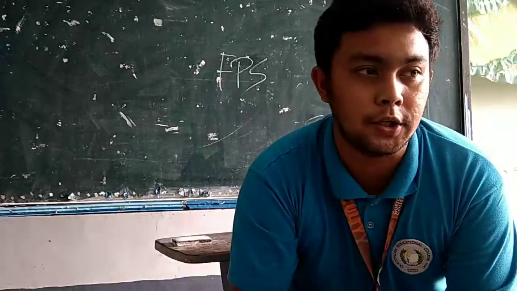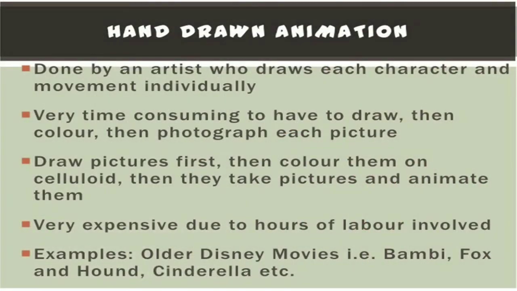Okay, hand-drawn animation. It is done by artists who draw each character and movement individually. It is very time-consuming to have to draw, then color, then photograph each picture. Draw the picture first, then color them on celluloid. Then they take pictures and animate them. It is very expensive due to the hours of labor involved. Example, the old Disney movies, Bambi, Fox and the Hound, and Cinderella.